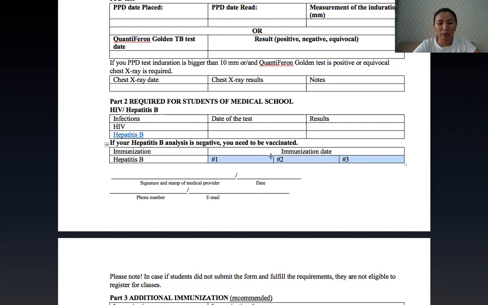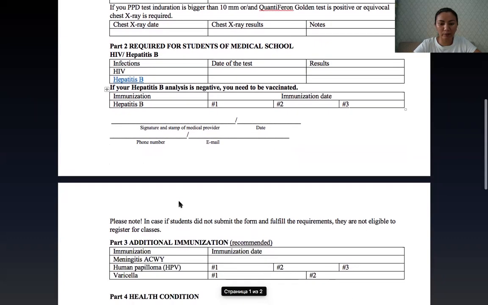So basically you need to indicate the date of your vaccination. If the results were less than 10 milliunits, then you need to actually undergo the new vaccination against hepatitis B, okay? And the period between dose 1 and dose 2 shouldn't be less than 1 month. Between dose 2 and dose 3 shouldn't be less than 6 months, okay? And here we need the details of your medical provider.